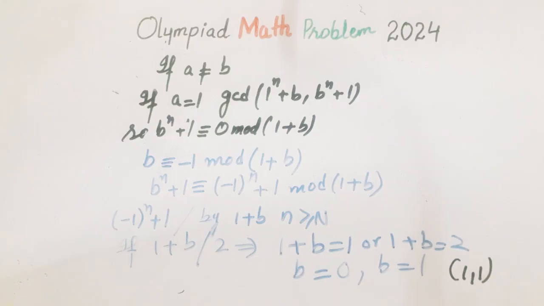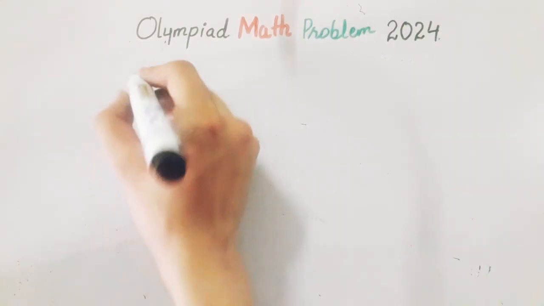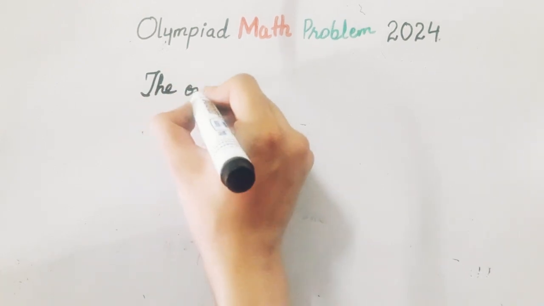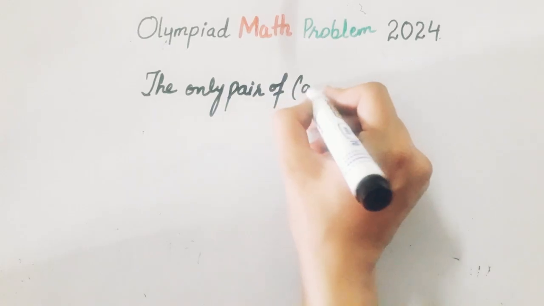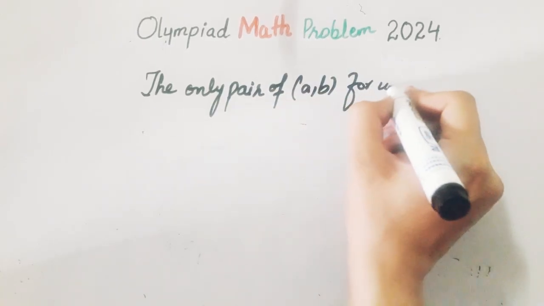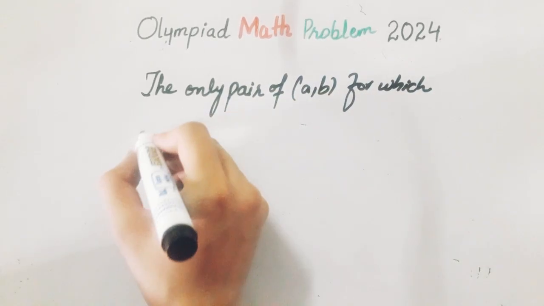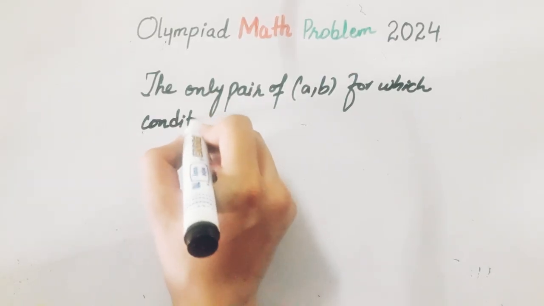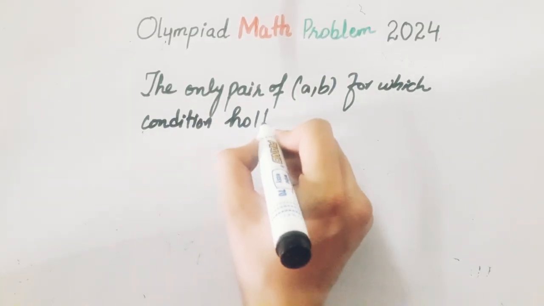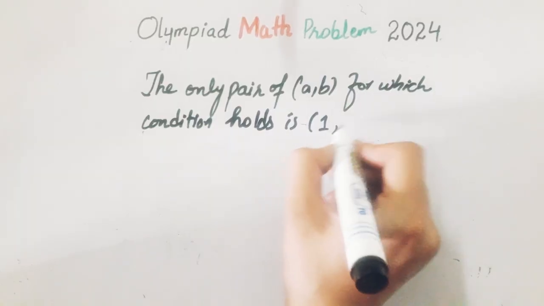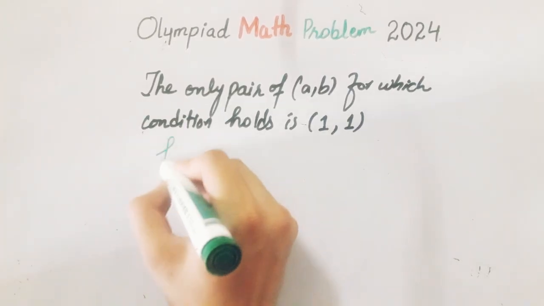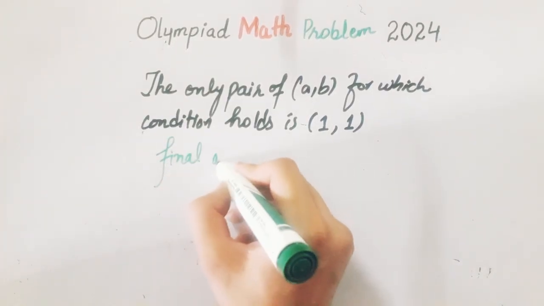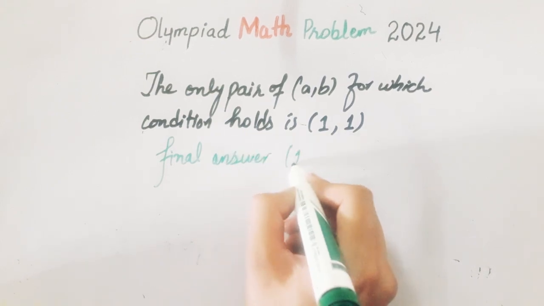So the conclusion of this is that the only pair of a and b for which the condition holds is 1 and 1. So we will write the final answer of this as 1 and 1.